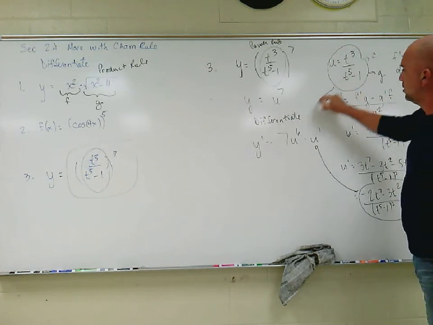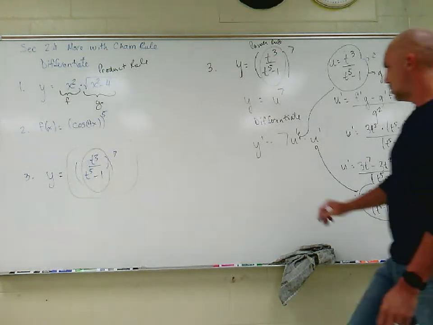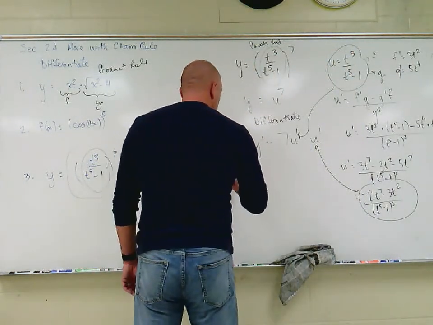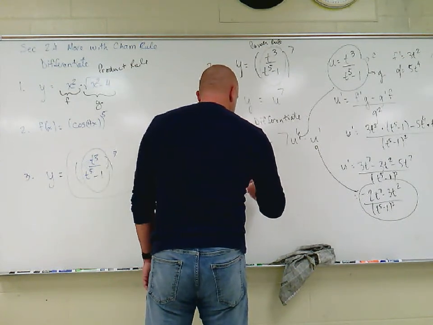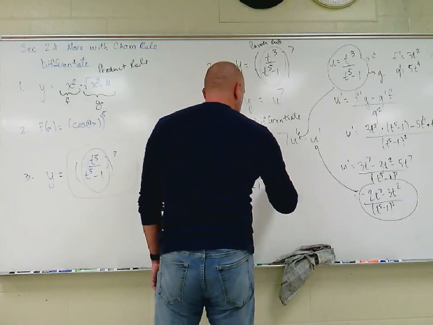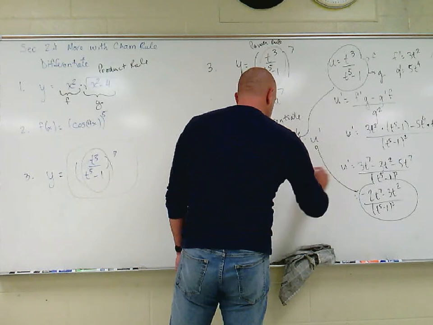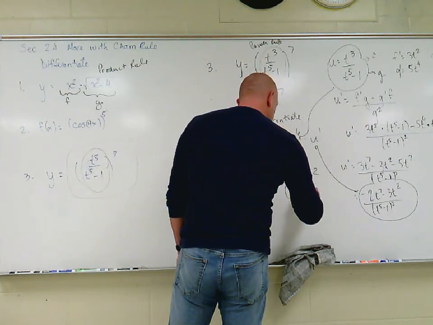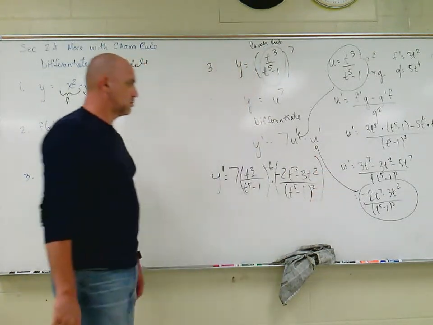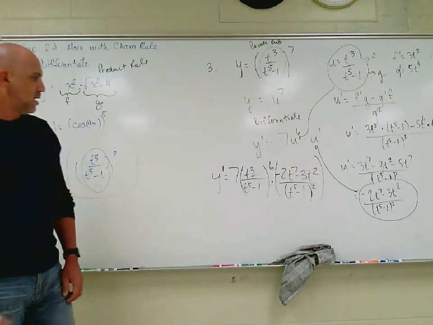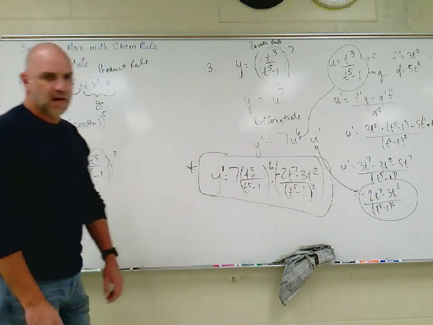This is my u, it goes in there. And now it's just about rewriting it. So y prime equals 7 times t cubed over t to the fifth minus 1 all to the sixth, times u prime, which is negative 2t to the seventh minus 3t squared all over t to the fifth minus 1 quantity squared. That's the derivative of the inside. And this is your answer in the box here with the asterisk.